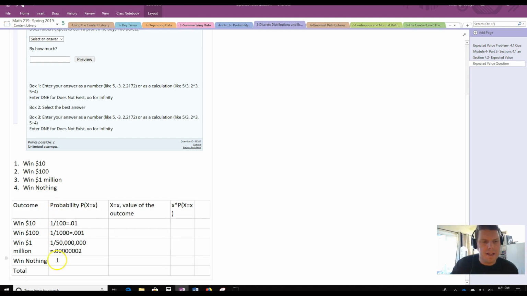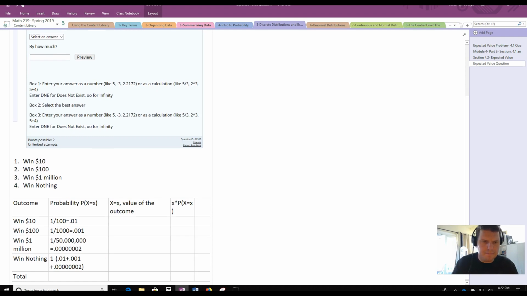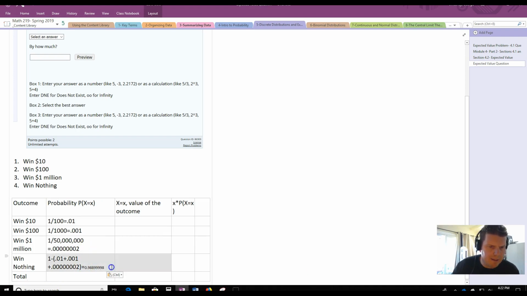Now, we also need to figure out the probability that we win nothing. The probability that we win nothing is going to be the complement. If you remember from probability, it's the complement of the other three occurring. So it's going to be 1 minus, okay, 0.01 plus 0.001 plus 0.0000002. All right, that's the idea: if you don't win something, you're just going to win nothing, and hence everything else is a winning of nothing. So that ends up giving me 0.988. Okay, let me make that a little bit larger.